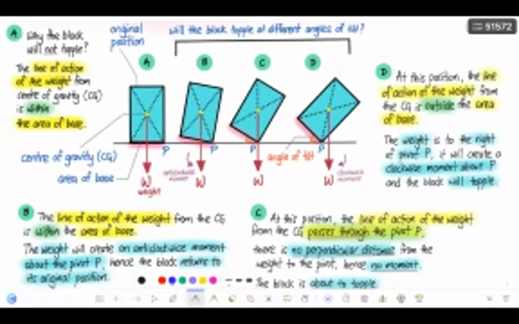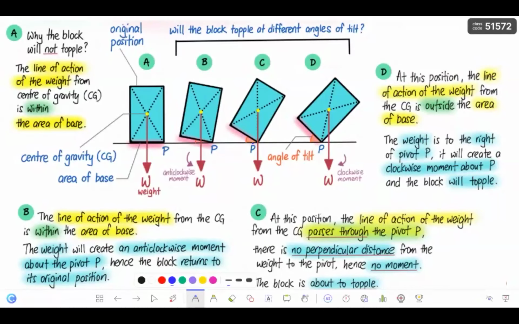So it's stable. At point C, the line of action of the weight is exactly at the pivot. So now there is no perpendicular distance between the weight and the pivot. So there's no moment, and this block will not turn at all. It will be balanced there, but it's just about to topple already. If I tilt even more, then again the line of action of the weight falls outside of the base area. It's no longer in this red highlighted area. It's outside of the base area. Then now the weight will create a clockwise moment, and it will cause the block to topple.